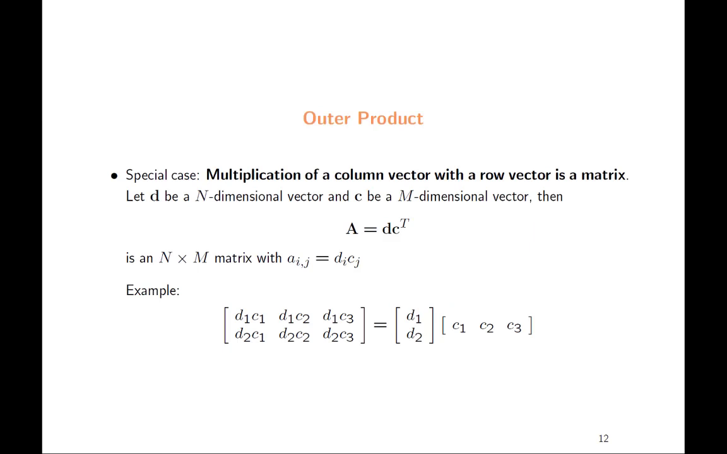There's also an outer product, which is a special case of a tensor product. So you can also multiply a column vector with a row vector, and that gives an n times m matrix, where Aij equals Di Cj. So here's an example. Here's a column vector times a row vector, d1, d2 times c1, c2, c3, and then you end up with all the products of the components: d1c1, d1c2, d1c3, d2c1, d2c2, d2c3. So it's called an outer product.